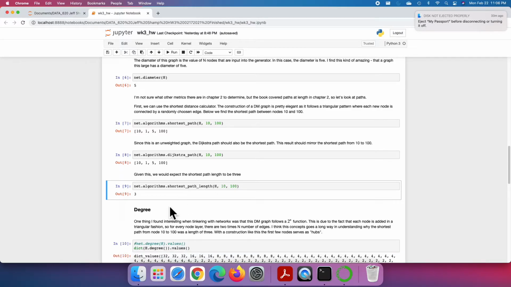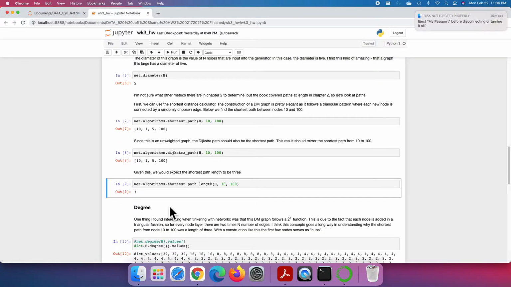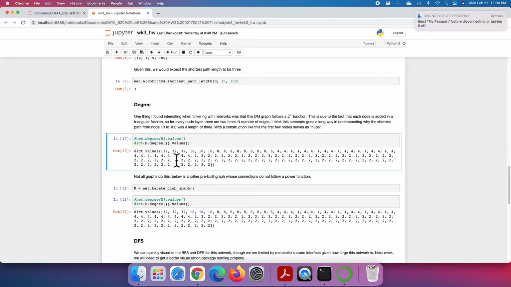Next, the degrees are looked at. So the degree values are like this. There are 3 of 32 and 3 of 16, and 9 of these 8, and then 27 of these 4s, and then 81 of these 2s. They actually follow an exponential function. It's very interesting, so the first few nodes serve as hubs, and then the next follows a 2 times n function.